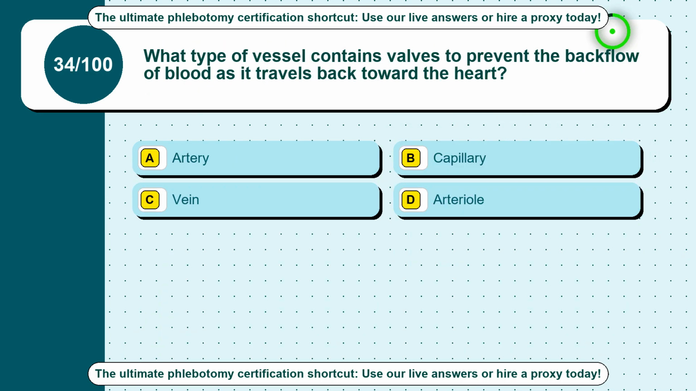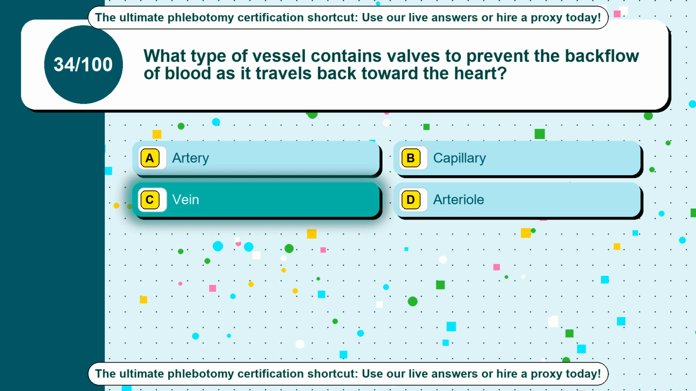Question 34. What type of vessel contains valves to prevent the backflow of blood as it travels back toward the heart? Option A, artery. Option B, capillary. Option C, vein. Option D, arteriole. The correct answer is option C, vein.